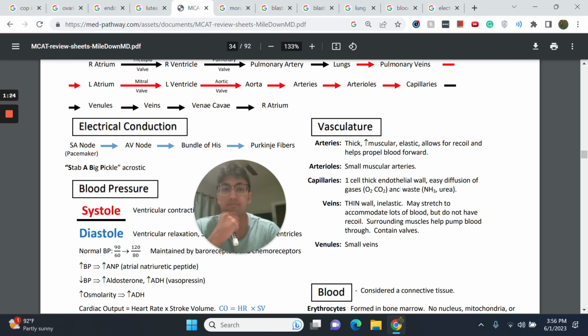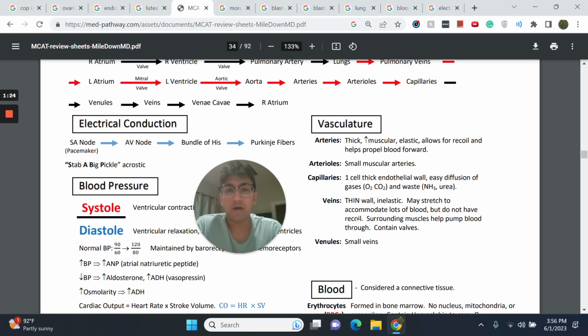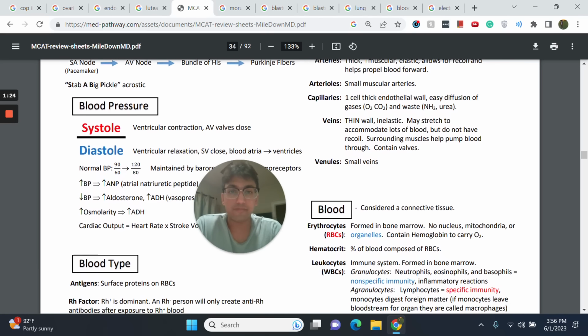Next, we have veins, which are thin-walled and inelastic. They can stretch to accommodate blood, but they don't have recoil, so they're not going back and squeezing the blood through. They're not helping to pump as much. There are surrounding muscles that do help, but not as much as the arteries, which are really trying to propel the blood forward. And then there are venules, which are very small veins. And the venules will go back to the superior and inferior vena cava.